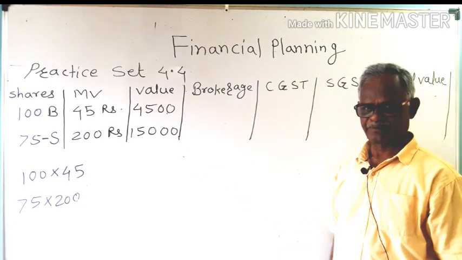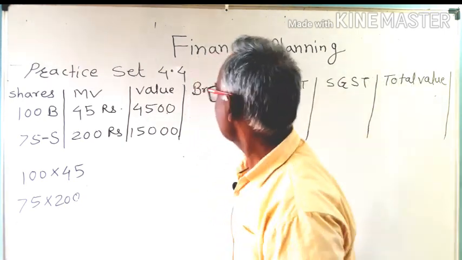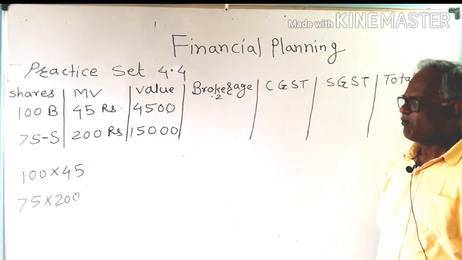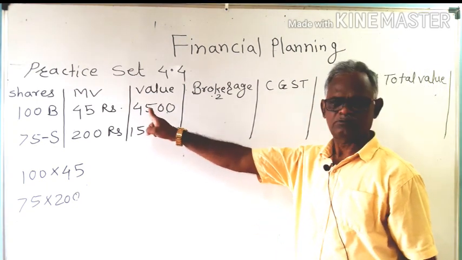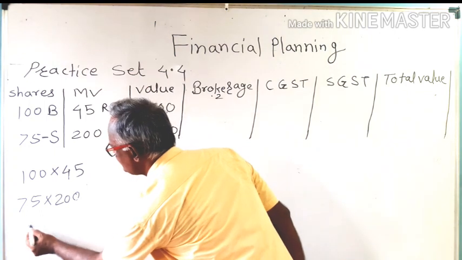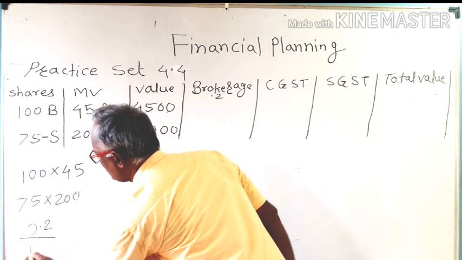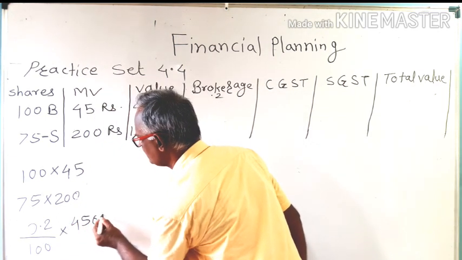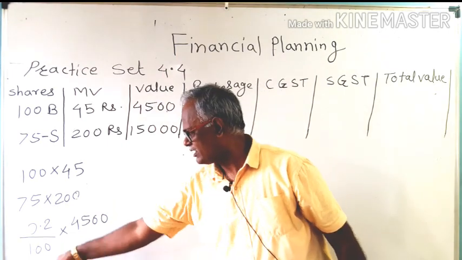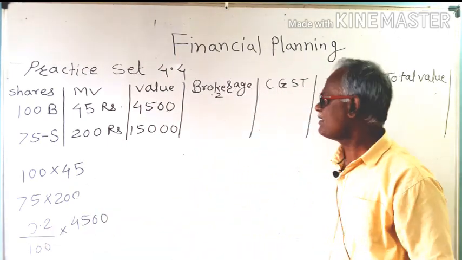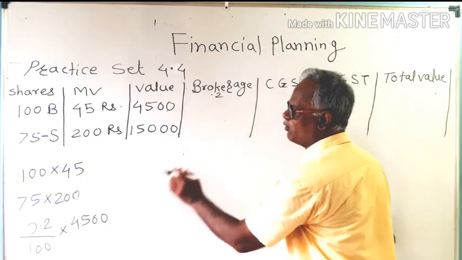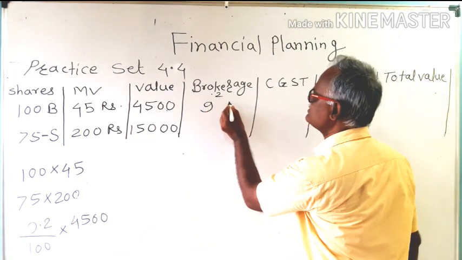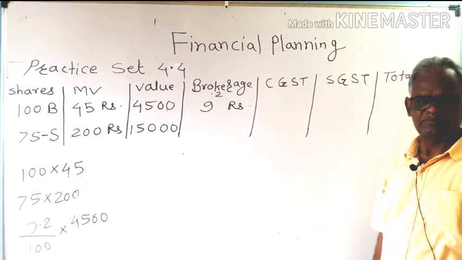Now brokerage. The brokerage percentage is given as 0.2% of total value. So it will be 0.2 upon 100 multiplied by 4500. In this way, zeros cut, 45 multiplied by 0.2, that is equal to 45 multiplied by 2 is 90, and with one decimal point, so 9 rupees. So brokerage will be 9 rupees.